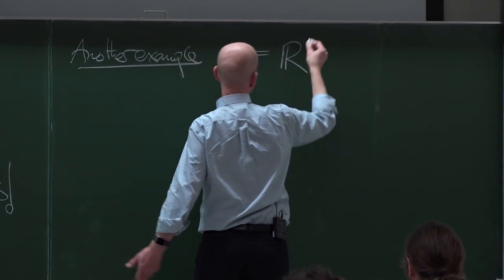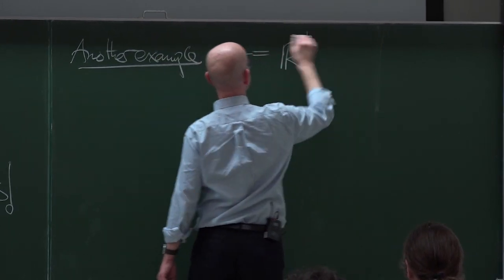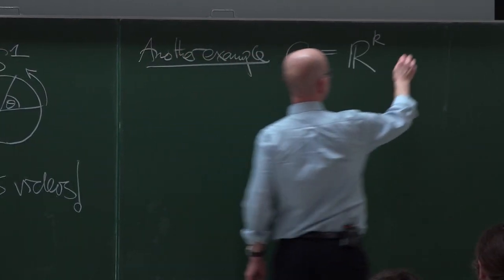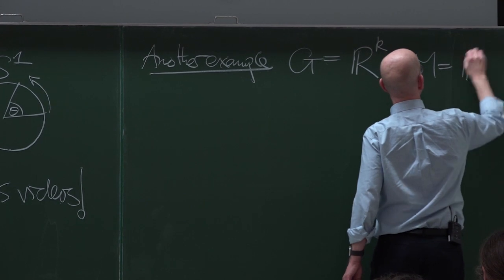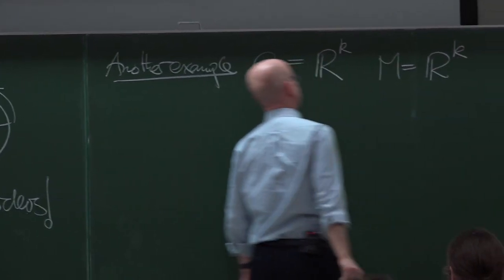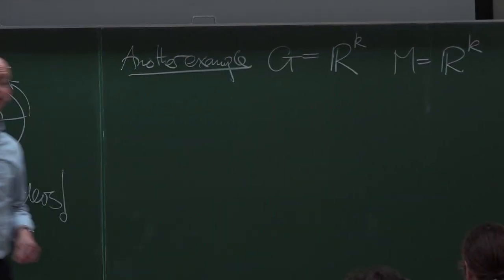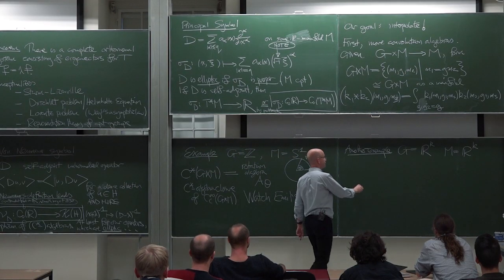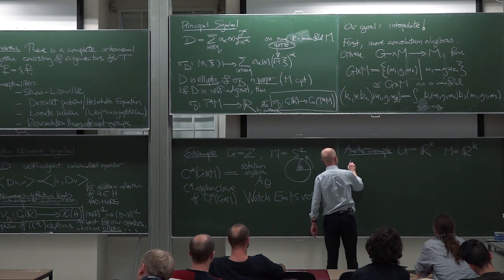The group will just be Rk. I guess I was calling it Rk, so I'll stick with that, Rk, like that. And the manifold will just be Rk. And the action will just be translation, except for one thing, and this is the one thing which makes this kind of interesting. So the action.